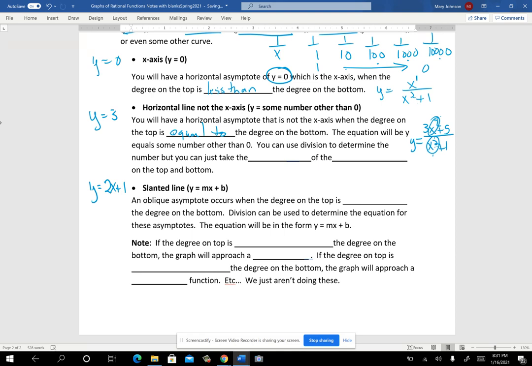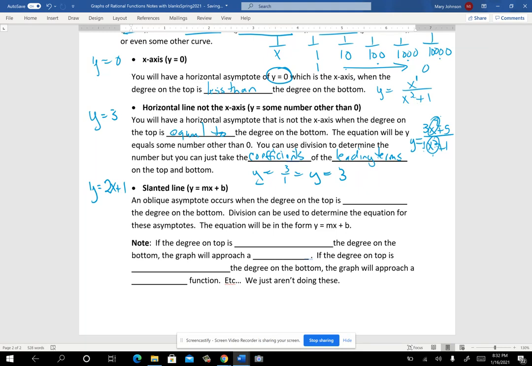You can do division, okay, but it's not always the easiest thing. You actually could just take the coefficients of the leading terms on the top and bottom, and that would give you the same thing. So 3 over 1 would be your asymptote on that one.